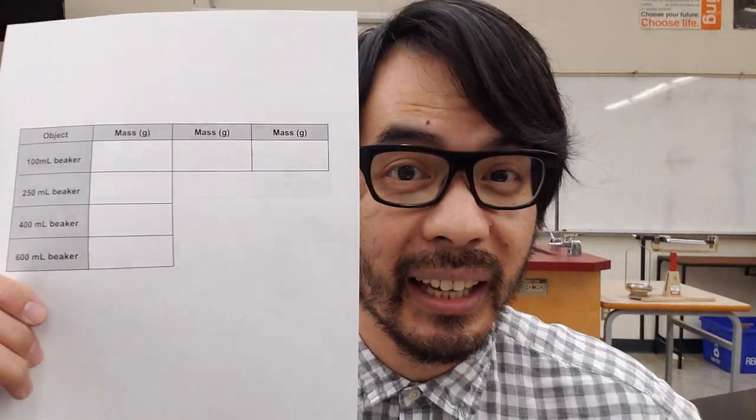For the second question, students use a balance to find the mass of beakers of increasing volume. Students find the mass of a 100 ml beaker, of a 250 ml beaker, of a 400 ml beaker, and maybe even a 600 ml beaker. And then I get students to expand their current table to look like this, so they can record the results going down. And as for the conclusion, students are sometimes confused by the question itself.